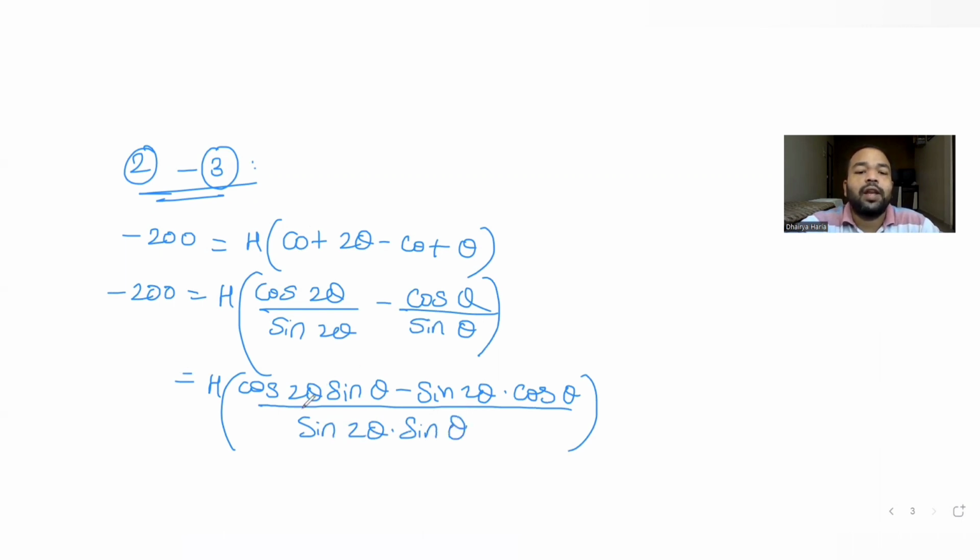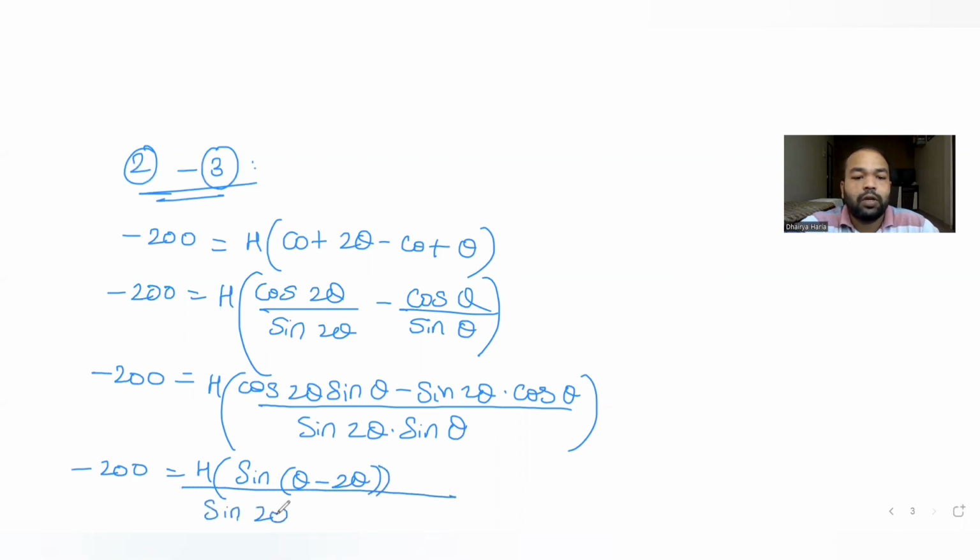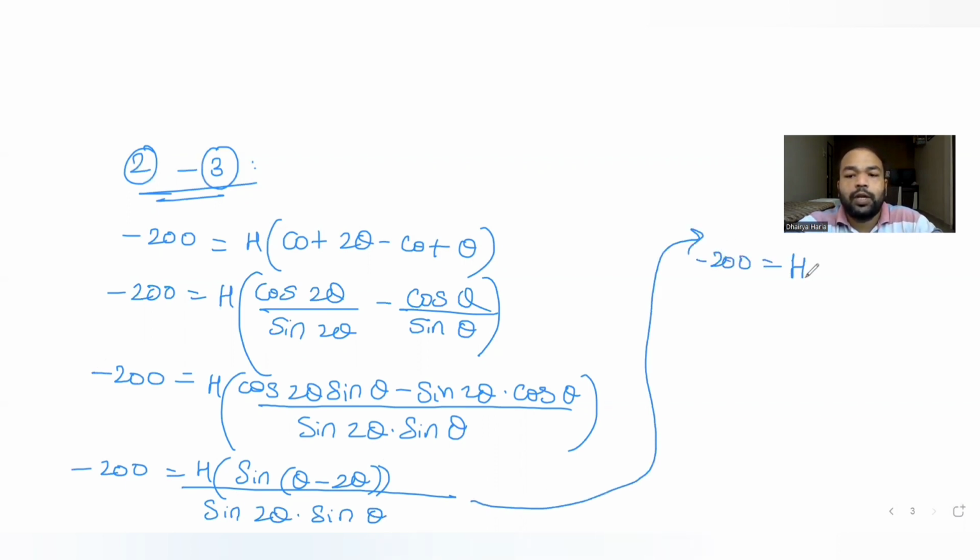Now you have sin A cos B minus cos A sin B. So minus 200 is equal to H times sine A minus B, that is sine of theta minus 2 theta, upon sin 2 theta into sin theta. This further gives minus 200 is equal to H times sine of minus theta, that is again minus sin theta. So again the minus signs cancel, and we are left with sin 2 theta.